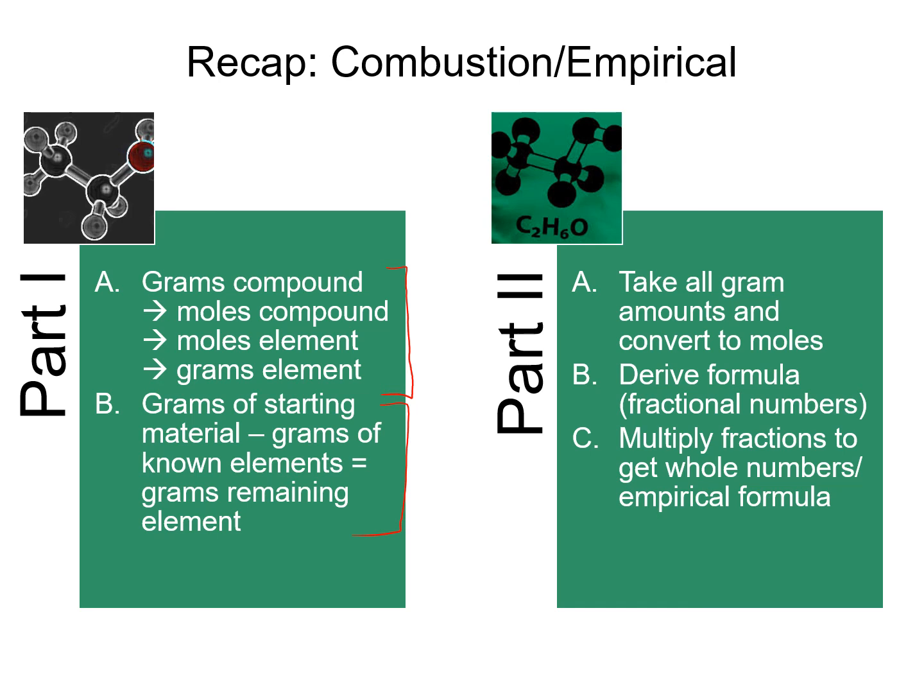Finally, in part 2, we will take all these gram amounts, convert them to moles, and then we'll basically derive our empirical formula in the form of fractional numbers. That's part B here. And then finally in C, we'll multiply those fractions or manipulate them in whatever way we need to in order to get whole numbers. So actually, once we get the fractional numbers, we divide by the smallest fractional number, and then if we need to, we multiply those numbers out until we get whole numbers. And then, by George, you have done it. You have calculated your empirical formula.